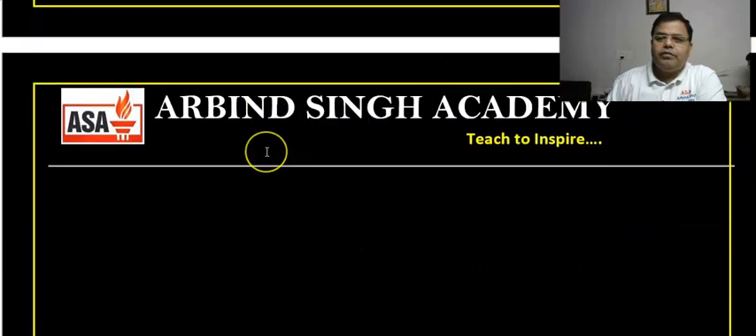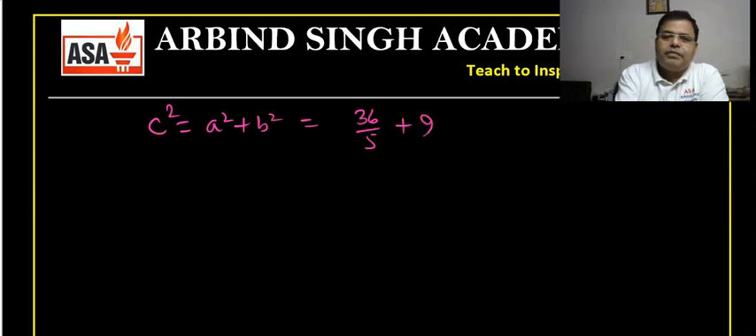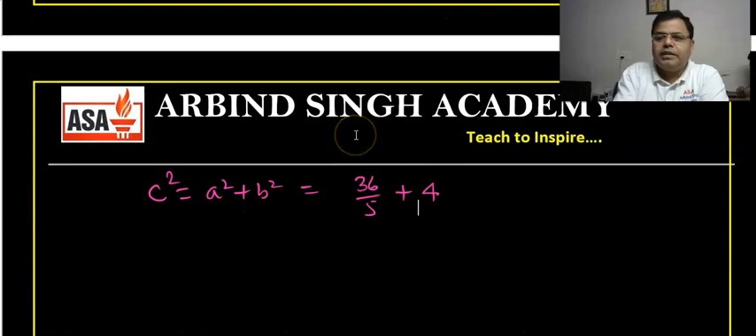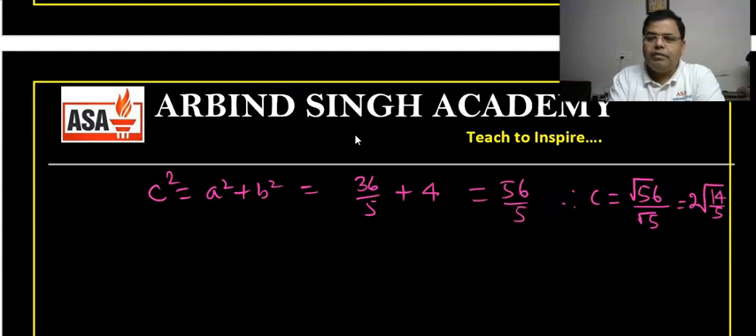So what is c? c square is equal to a square plus b square, that is 36 by 5 plus 4, that is 56 by 5, and therefore c is equal to under root 56 by under root 5, that is 2 under root 14 by 5. So c is there.